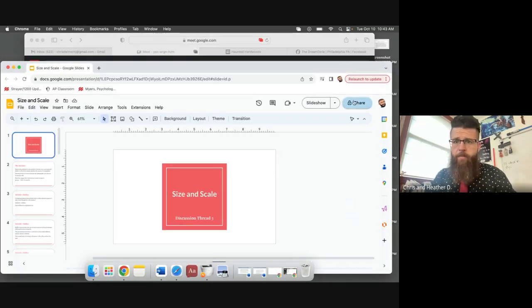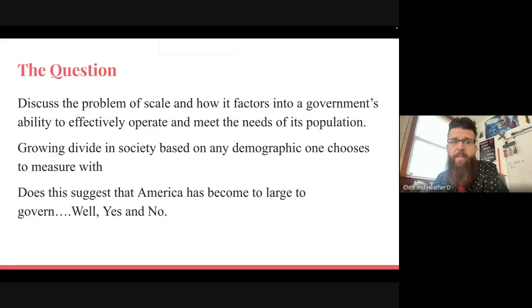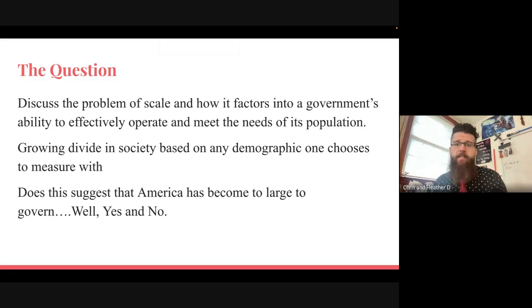There we are. All right, let's get into this week's question that dealt with size and scale in our third discussion thread. I think the question discussed the problem of scale and how it factors into a government's ability to effectively operate and meet the needs of its population. And I've got to say, the first two questions we dealt with were really easy for me to grasp and work with. This question is what I've been really working on so much lately. And honestly, I don't think I still have a very clear, concise answer. But I think I'm getting closer and closer. So hopefully your videos will help me narrow down my thoughts even further.